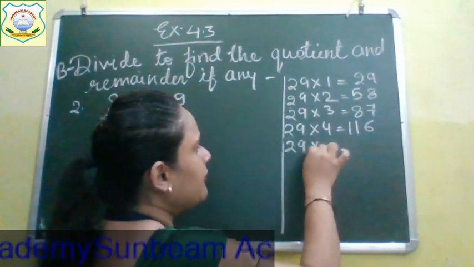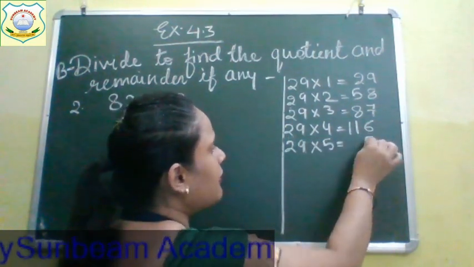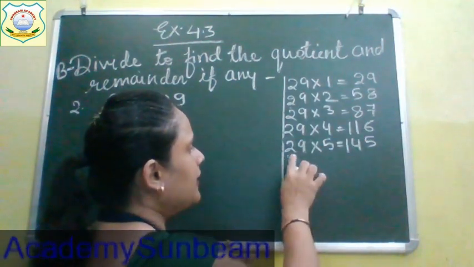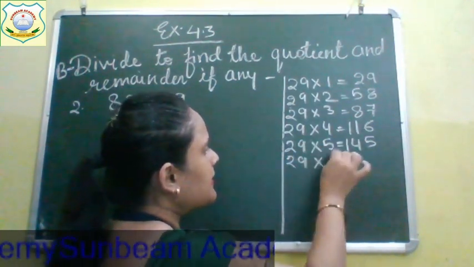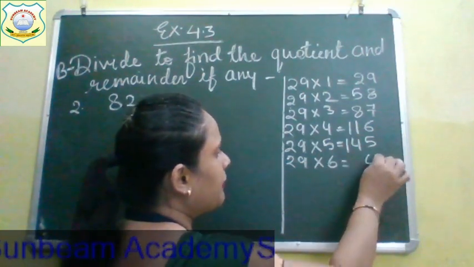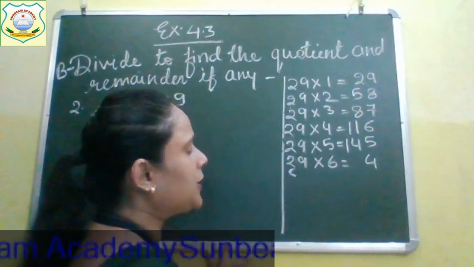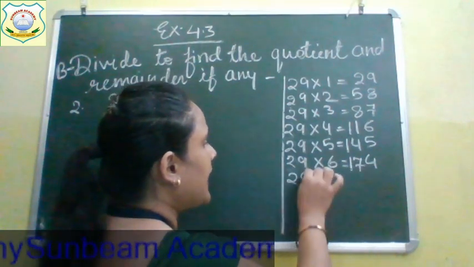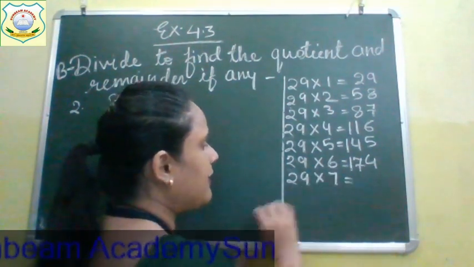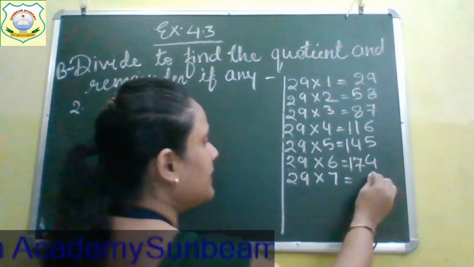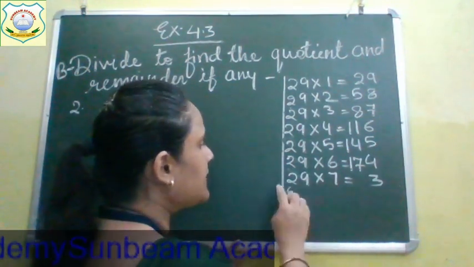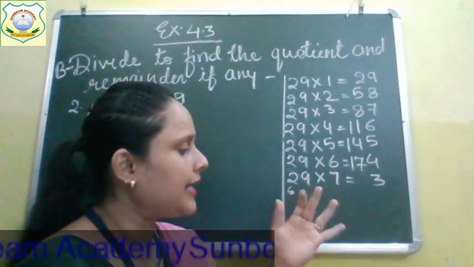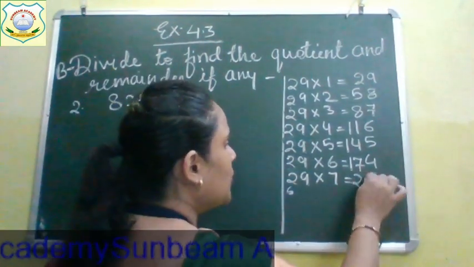29 into 5. 5 nines are 45. 5 twos are 10, plus 4, 14. 29 into 6. 6 nines are 54. 6 twos are 12, 12 plus 5, 17. 29 into 7. 7 nines are 63. 3, 6 goes carry. 7 twos are 14, 15, 16, 17, 18, 19, 20.